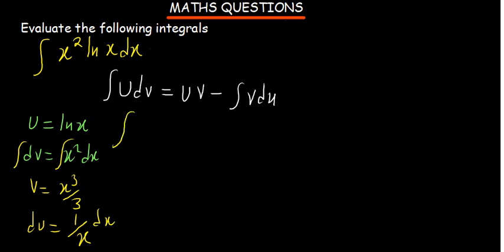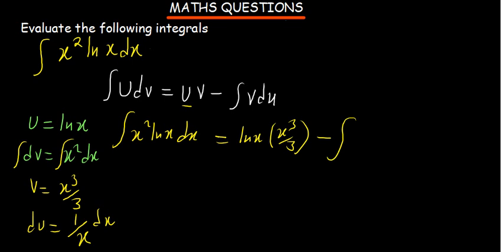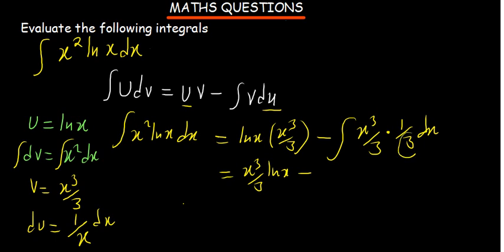So this will be the integral of u dv, that is the question we've been given, x squared natural log of x dx, is going to be equal to, what is u? We found u as natural log of x. What is v? We've determined v as x to the power 3 over 3. Then minus the integral of v. What is v? We've determined that is x to the power 3 over 3. And then du. What is du? We found that is 1 over 3 dx. So this gives us x to the power 3 over 3 natural log of x minus, we can see that 3 times 3.